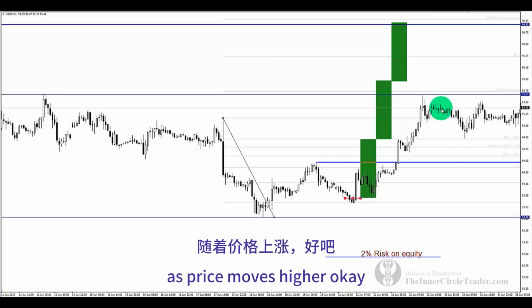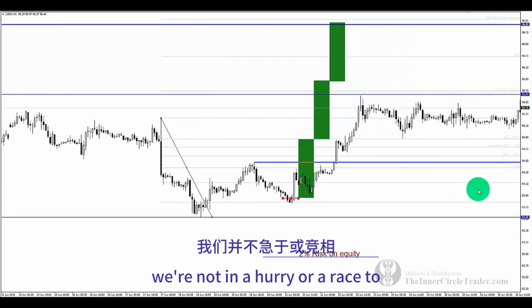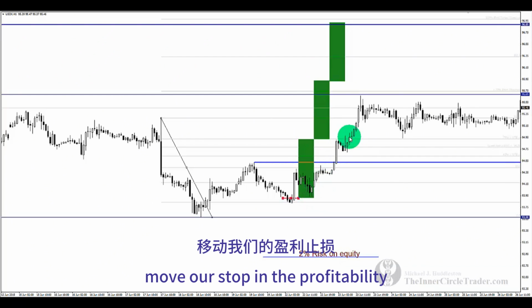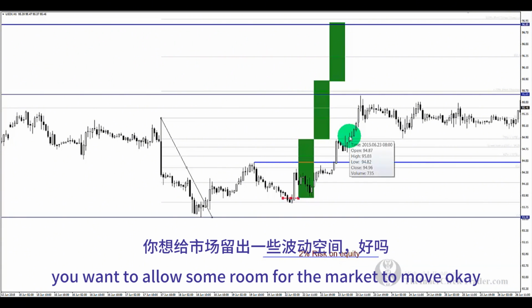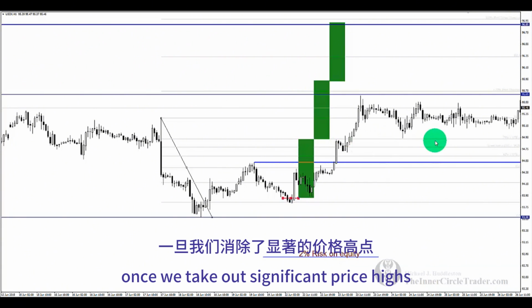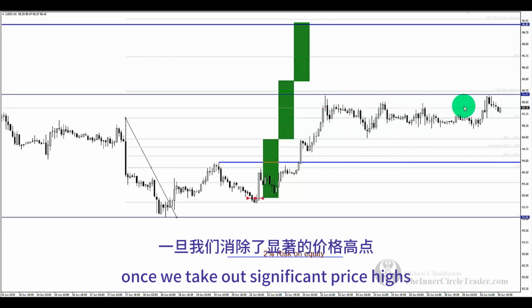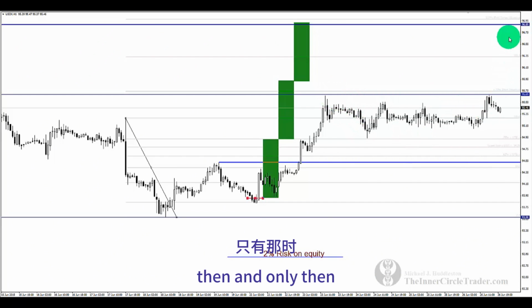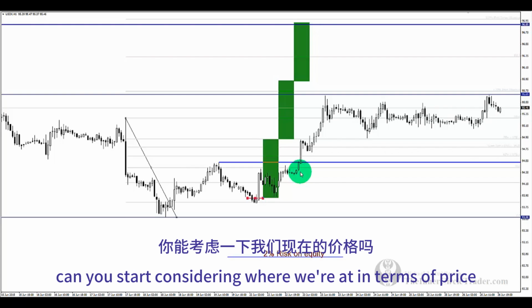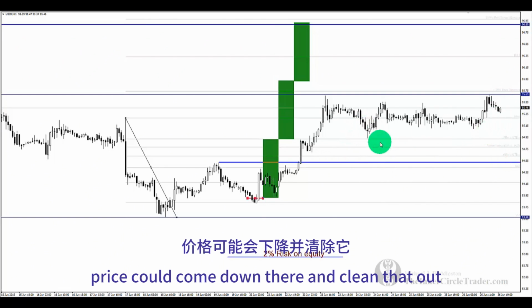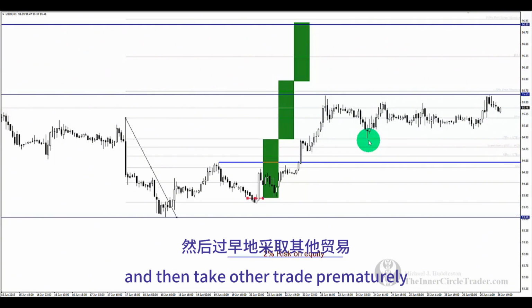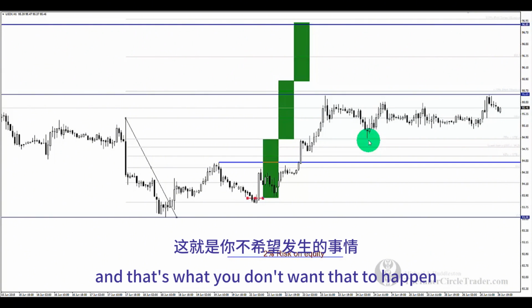As price moves higher, we're not in a hurry or a race to move our stop into profitability. That's not what you do in swing trading. You want to allow some room for the market to move. Once we take out significant price highs, then and only then can you start considering where we're at in terms of price to start moving in, because we could still come back down here, especially this low here. Price could come down there, clean that out, and then take you out of the trade prematurely, and you don't want that to happen.